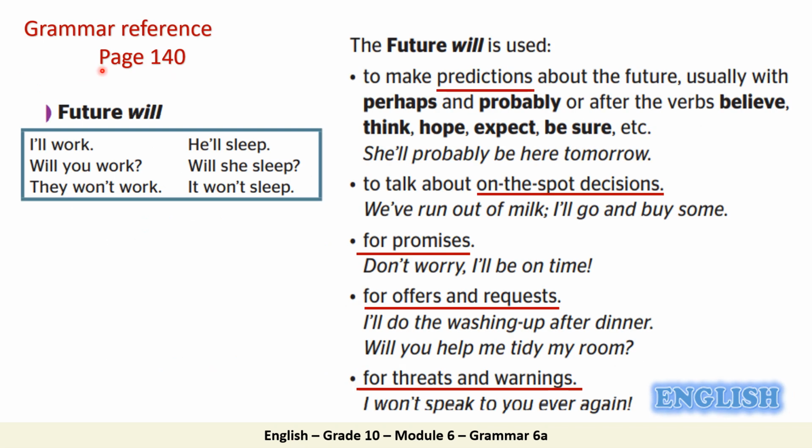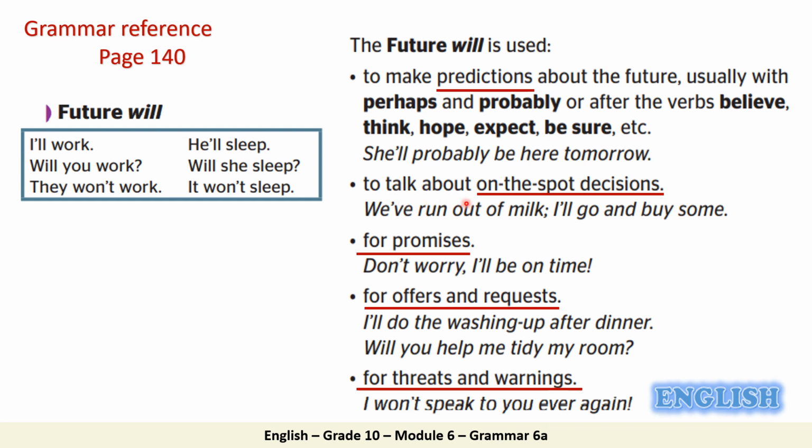I need you all to go to your student books, page 140, and we will go through the grammar reference thoroughly. For the future will, we use it to make predictions about the future, usually with perhaps and probably, or after the verbs believe, think, hope, and so on. For example, we will say, she'll probably be here tomorrow.